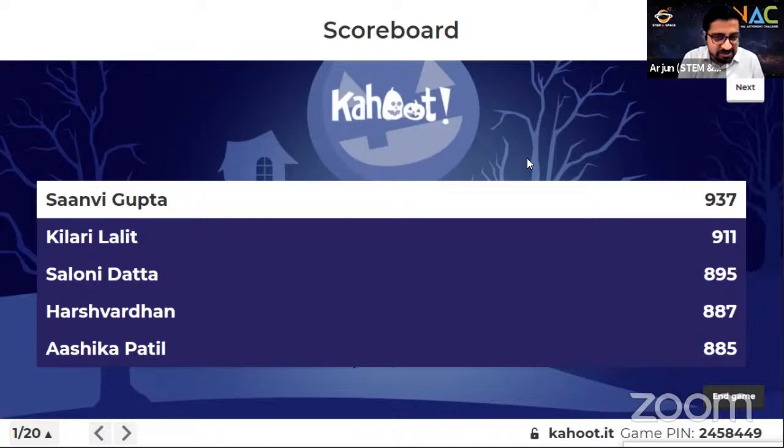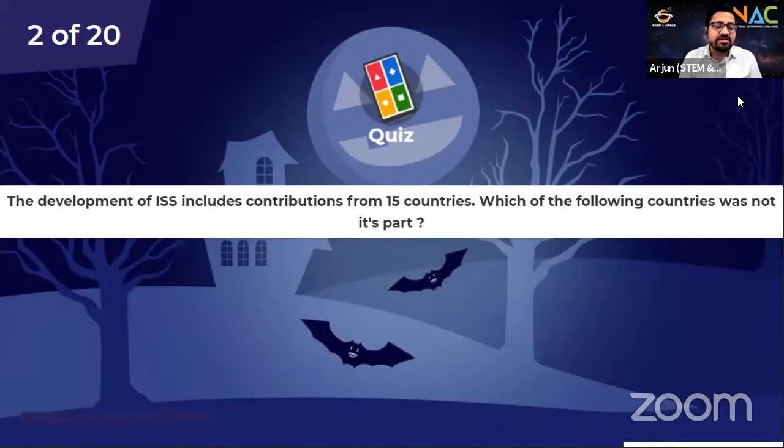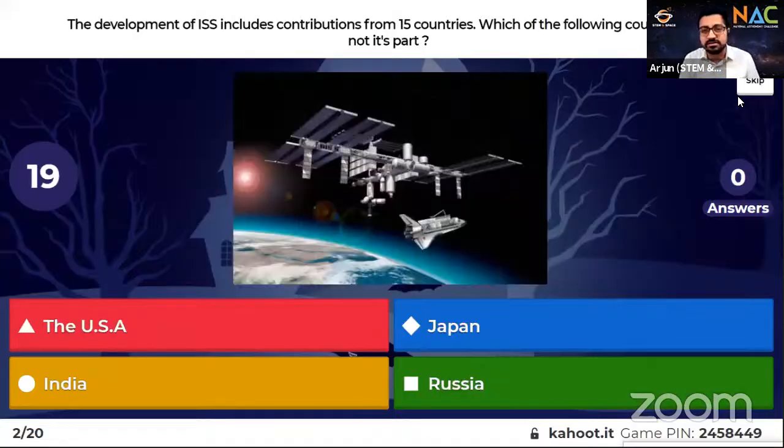With that, the first question was a bit hard. Yes, let's get to the second question. I hope this one is easier. Question number two. The development of ISS, the International Space Station, includes contributions from 15 countries. Which of the following countries was not its part? Is it the USA? Is it Japan? Is it India? Or is it Russia? So ISS was developed by 15 countries. Out of these four, which one is not a part of those 15 countries?